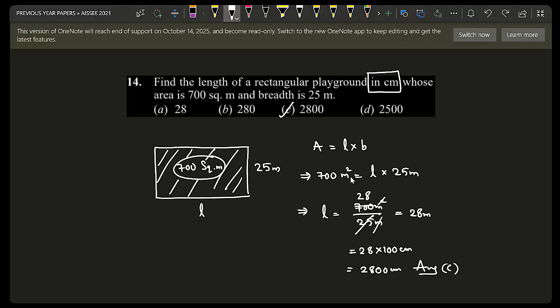But 28 is in meters. They are asking the question in centimeters. Convert meters into centimeter. 1 meter is equal to how many centimeters? 100 centimeters. 28 meters is equal to 2800 centimeters. Option C. Okay. Okay, sir.